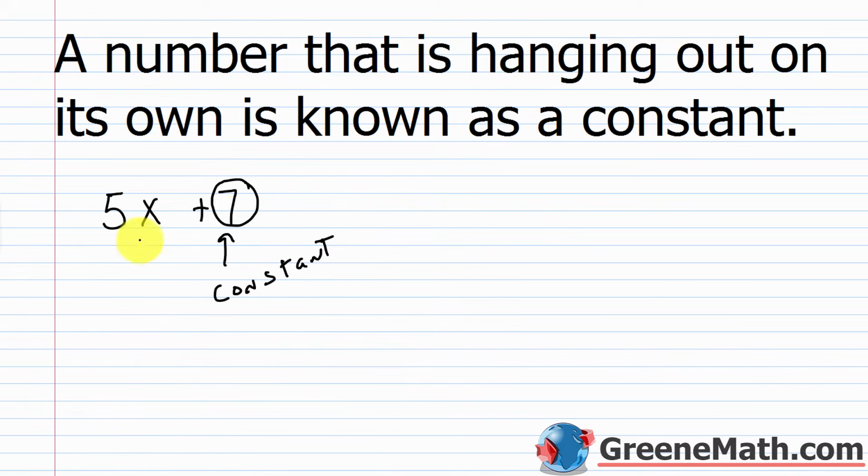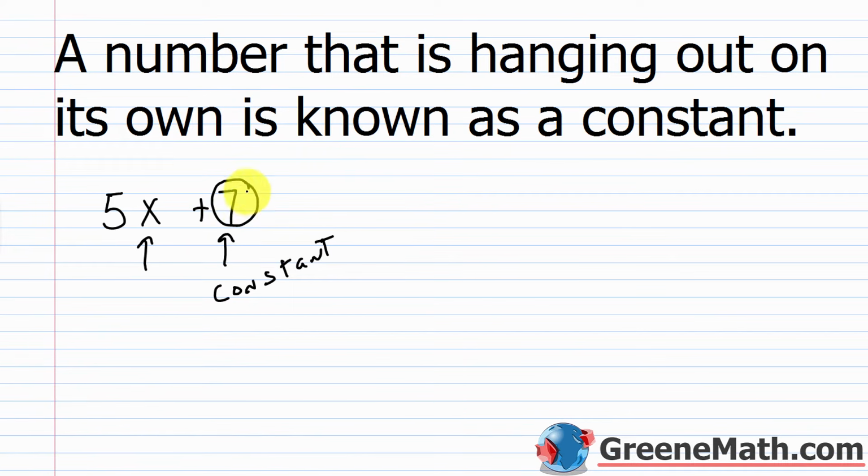If I have 5x plus 7, well, I don't know what the value of x is. Again, it's allowed to vary. It's allowed to change. And so the value for this is going to change based on what x is. If I change x, I change the value of this whole algebraic expression. So that's kind of the difference here.